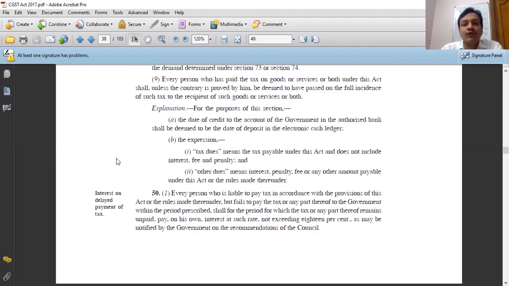So I wanted to show you this original. From where we are reading this payment of tax concept, we are reading this concept from section 49 of the CGST Act 2017. Now let me simplify this act in my own language with you.